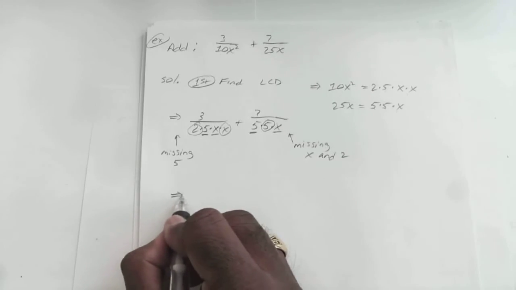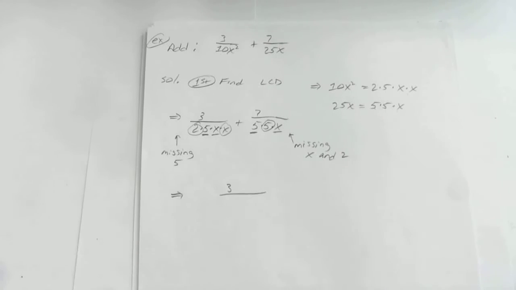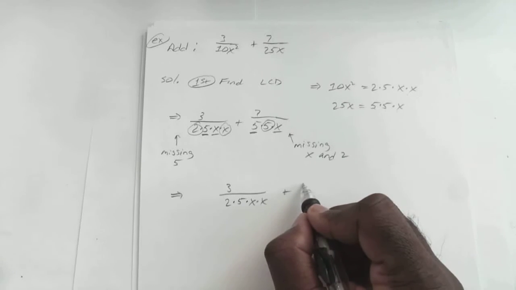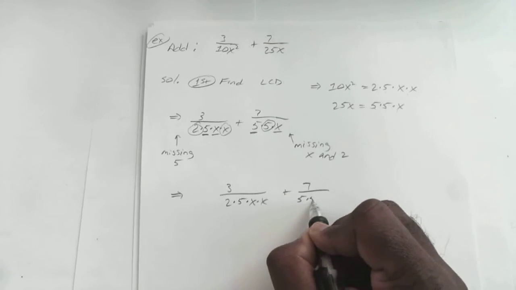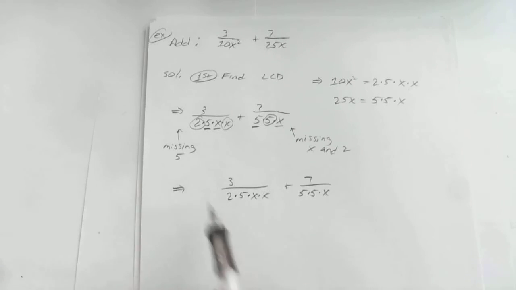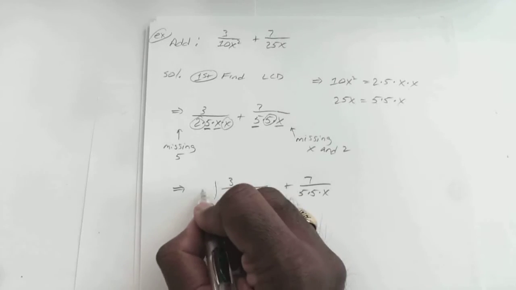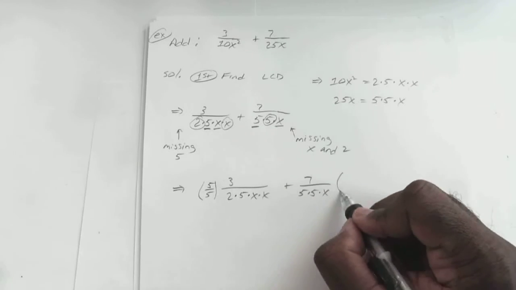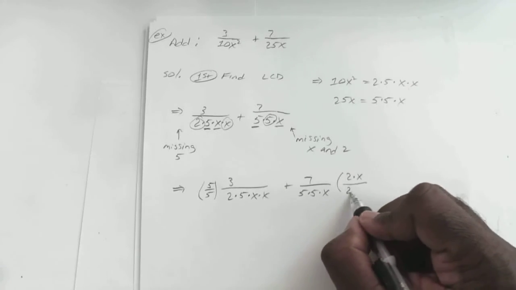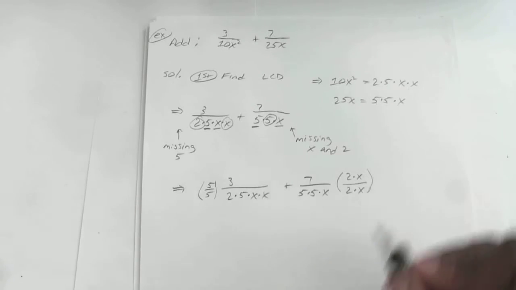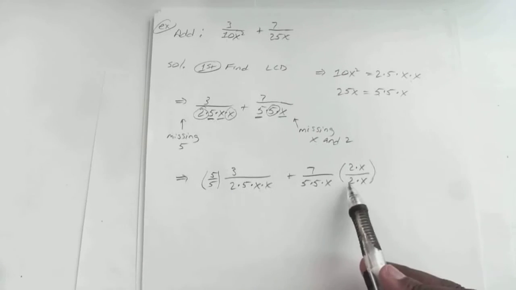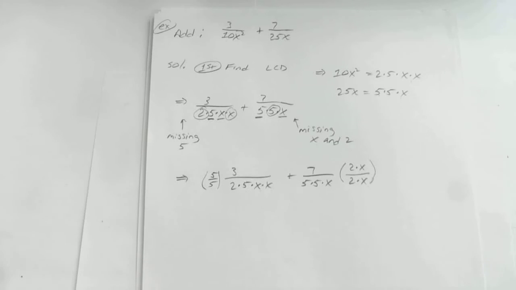Okay, so that means we're going to go ahead and get those matched up, give it a little bit of space. So 2 times 5 times x plus 7 over 5 times x. We're missing a 5 over here, so we're going to multiply this by 5 over 5. Okay. We're missing an x and a 2 over here, so we're going to multiply it by 2 times x over 2 times x. Okay, so we have 2 times 5 times x, 5x, so they both match up.